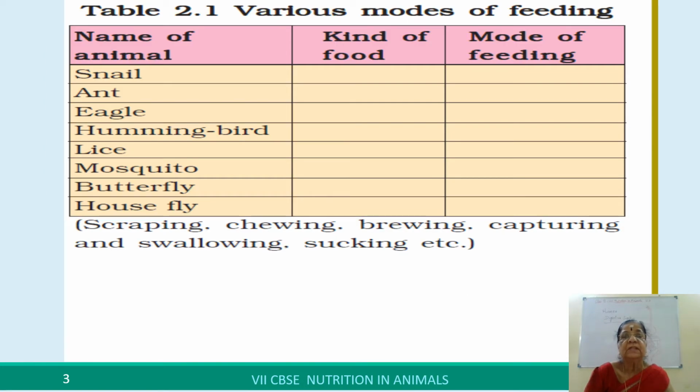Now, there are some animals which take different kinds of food and their mode of feeding is also different. A snail will just move slowly, scrapping. The kind of food it will eat is some green grasses and soil when it is moving on the ground. Mode of feeding is somewhat scrapping. And the ant, scrapping and browsing. The eagle is capturing. The hummingbird is sucking nectar. The lice is scratching.